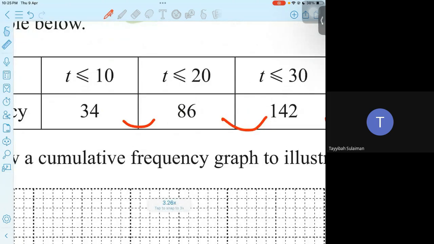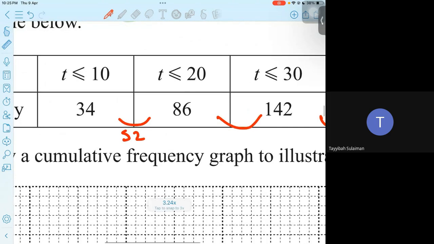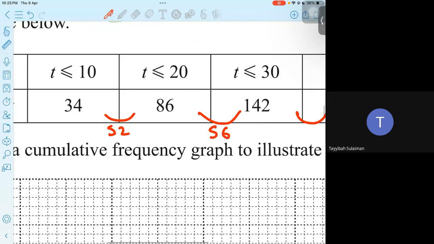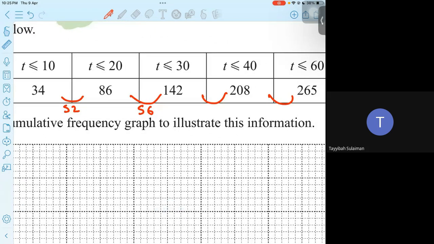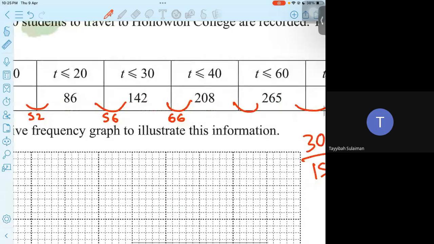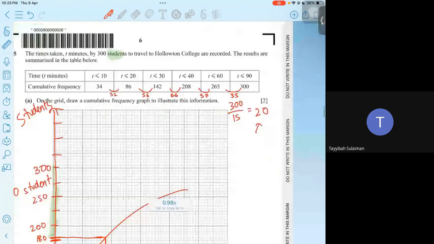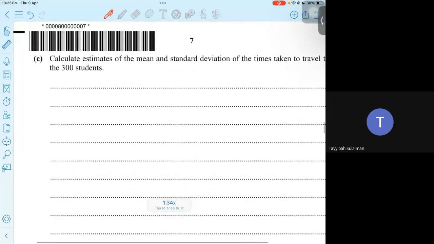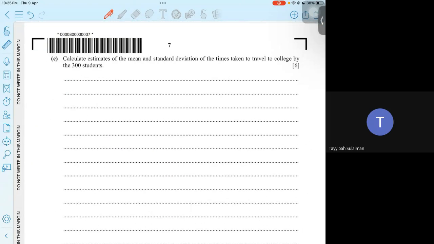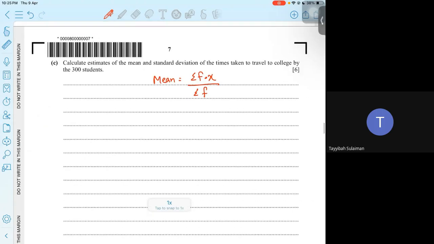So this is, I think, 52. This one is 56. This is 66. This is 57. And this is 35. Okay, so for mean and SD, we have to use the formulas for mean to be summation of fx divided by summation of f. Sorry, not fx in this way. It's f into x. Fx means functions, yeah.